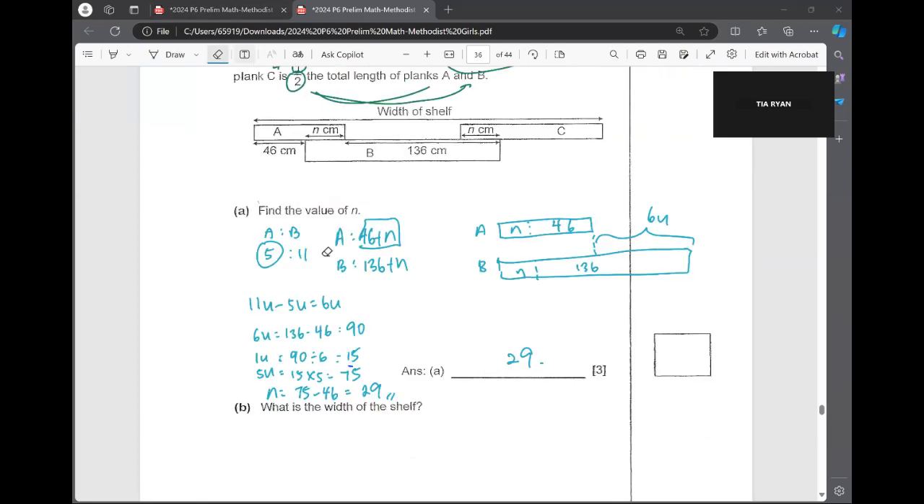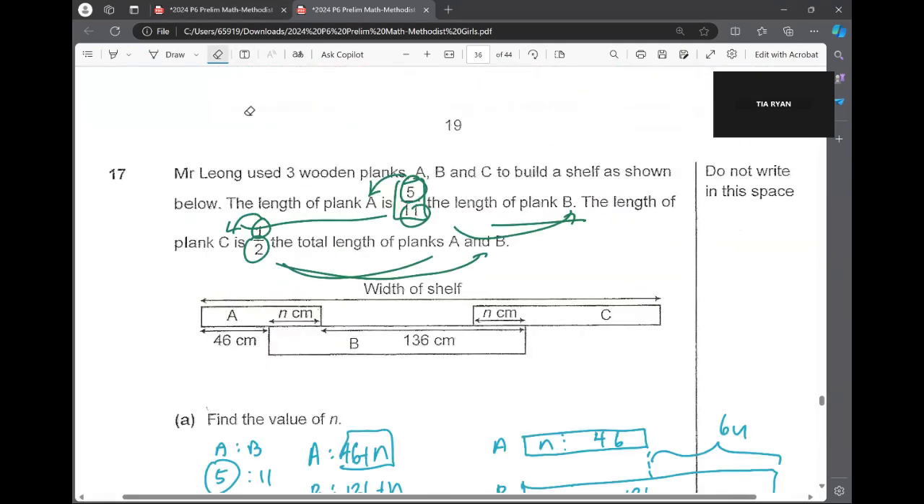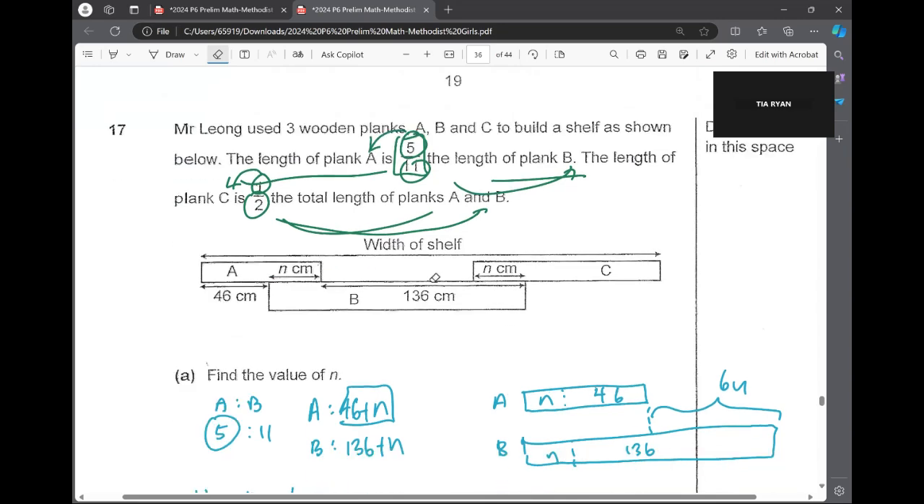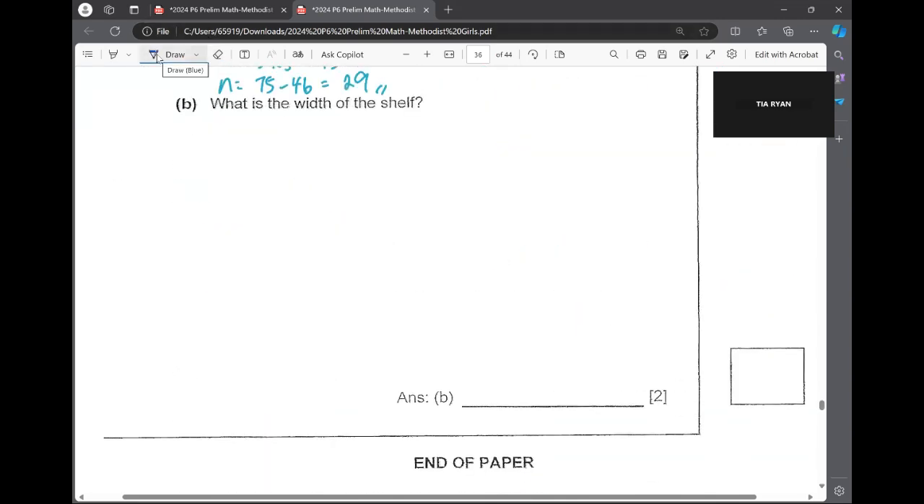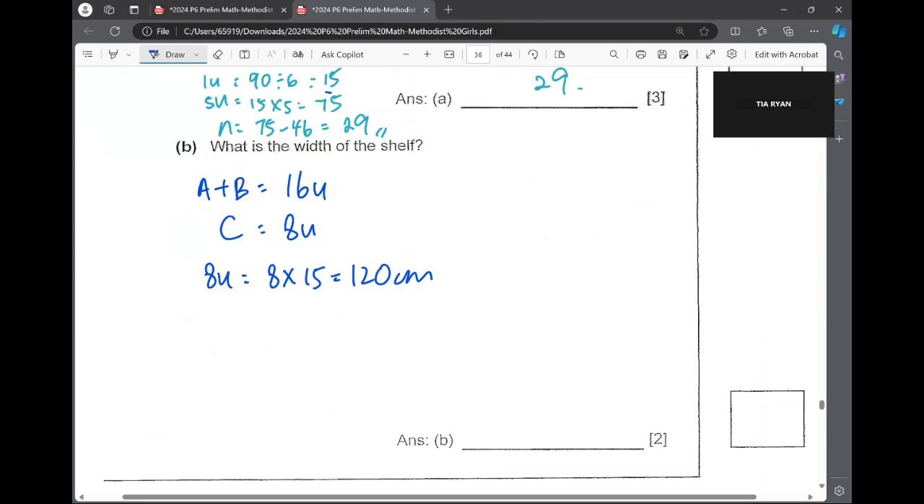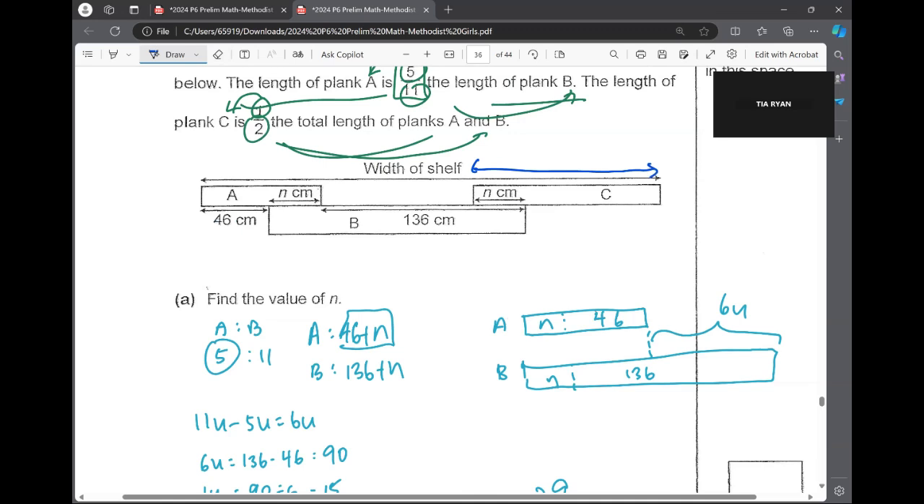So for part B, they're asking, what is the width of the shelf? Okay, so from this, I know that I can find the length of C, right? What is the length of C? Technically, we know that A plus B equals 16 units. So C is half of that, so C is 8U. From part 1, I can find 8U, which is 8 times 15. I'll get an answer of 120 cm. 120 is technically from here to here.